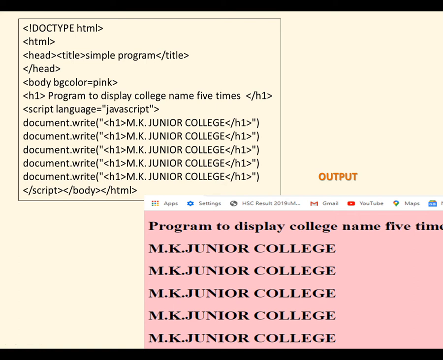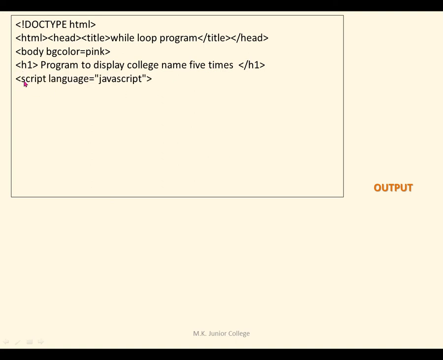We'll see the same program with the help of a while loop. In the first example, I give all the basic tags for the while loop program, with a title. You start with the body bgcolor pink, then the heading of my program: program to display college name 5 times. Same program, but we do it with the while loop. As I am starting with JavaScript, the first statement must be script language equal to JavaScript. Then, very first, I need a counter. What is a counter?